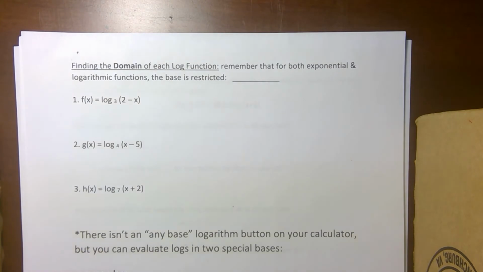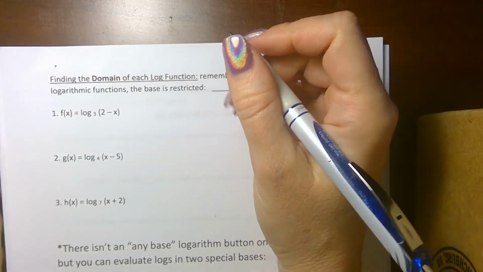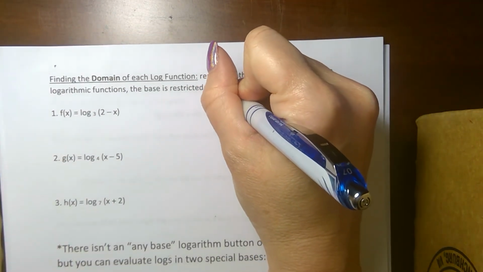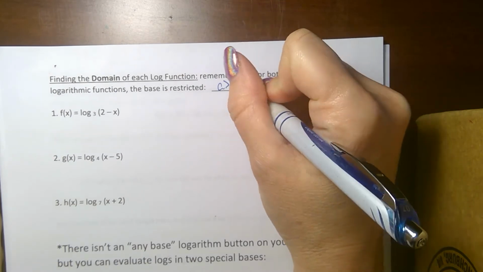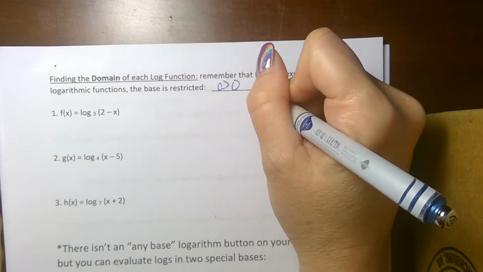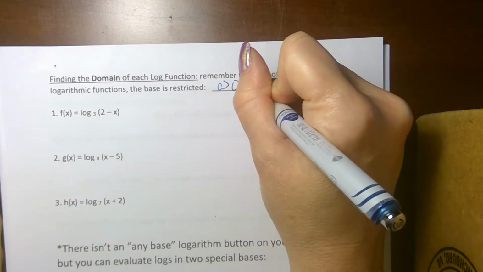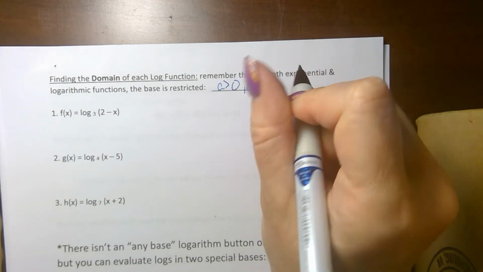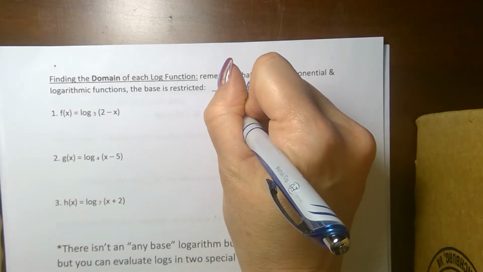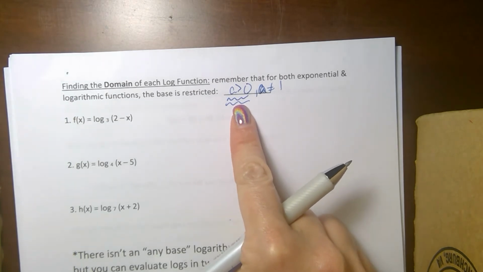Finding the domain of the log function. Well, remember that for both exponential and logarithmic functions, our base is restricted. Our base, we usually call our base a, is going to be greater than 0, and we know that our base is not 1, right? We know that our base is not equal to 1. A is not equal to 1. So our main restriction that we're interested in right here is that a is going to be greater than 0.